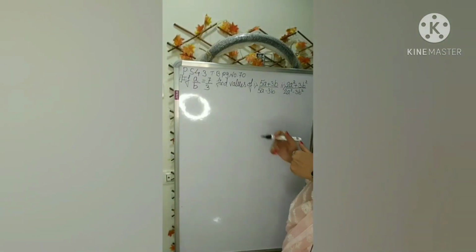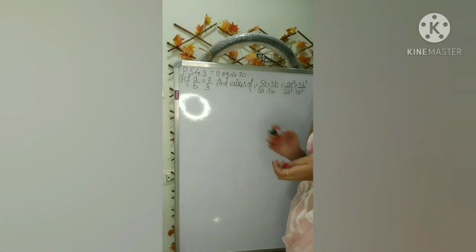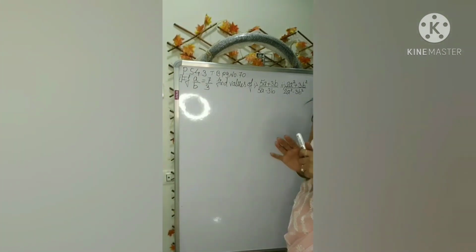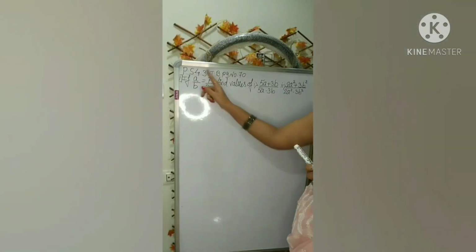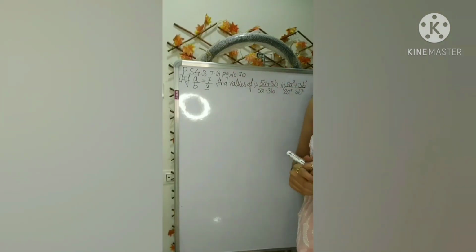Okay, so here we go with practice set 4.3, where our first question is A upon B is equal to 7 upon 3. We have to find the values of the given ratios. In order to do this, we always assume the common multiple of the given ratio first. You can assume any letter except A and B, because A and B are already there in the ratio.